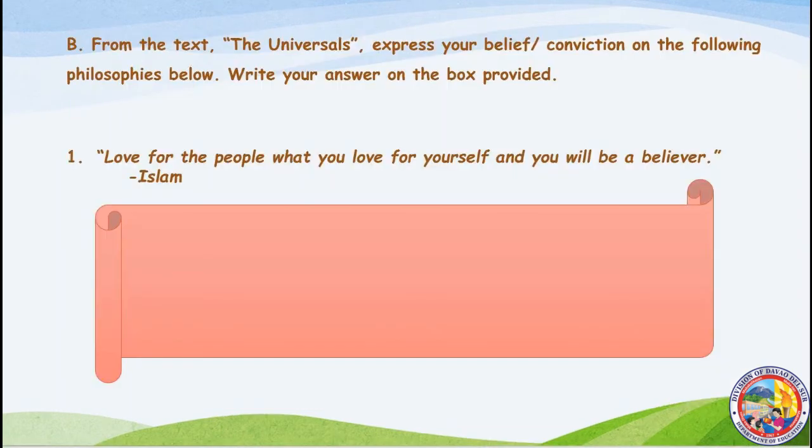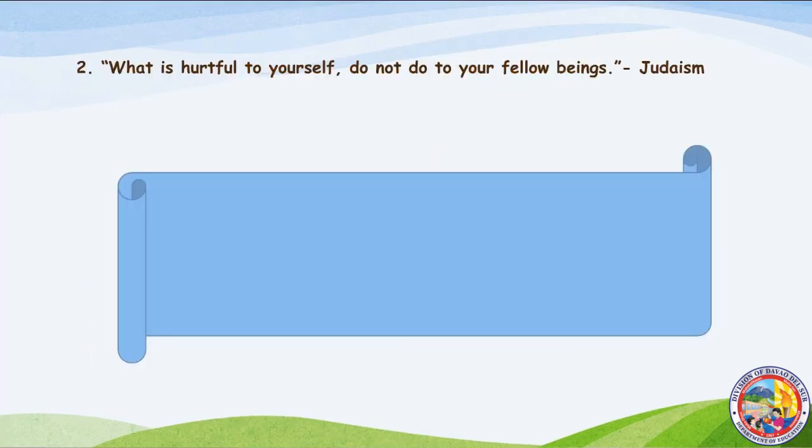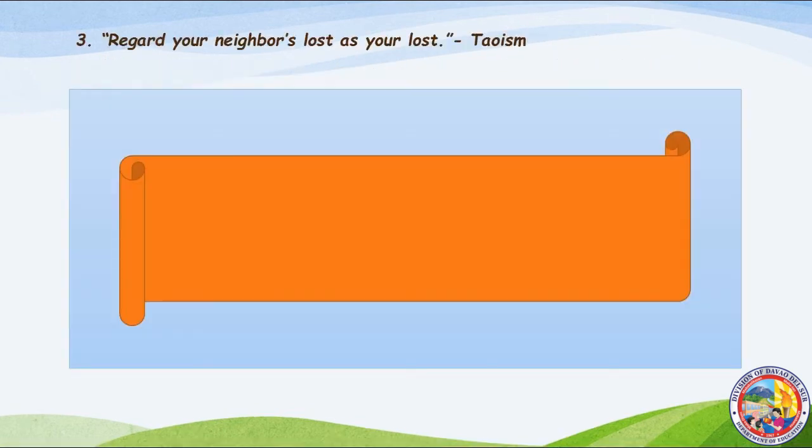For the next activity, letter B. From the text, the universals, express your belief or conviction on the following philosophies below. Write your answer in the box provided. Number 1. Love for the people what you love for yourself, and you will be a believer. From Islam. Number 2. What is hurtful to yourself, do not do to your fellow beings. From Judaism. Number 3. Regard your neighbor's loss as your loss. From Taoism.